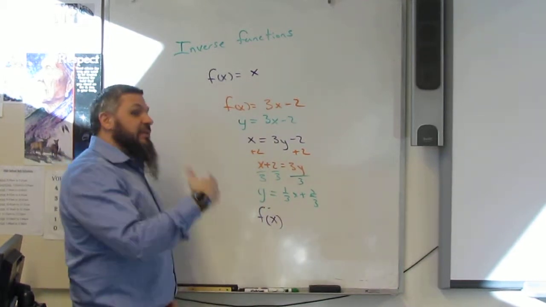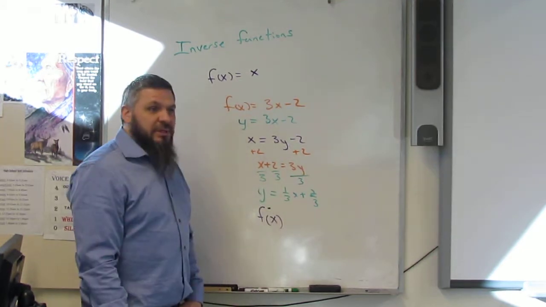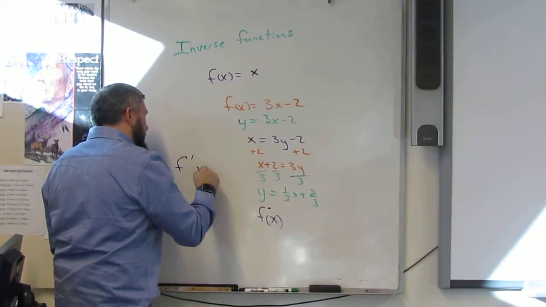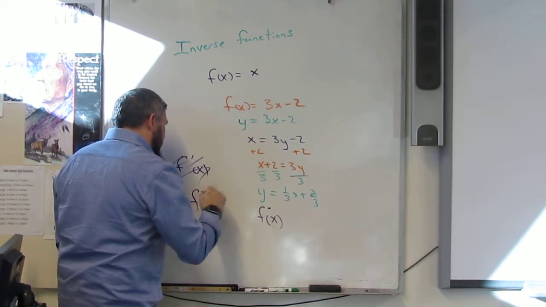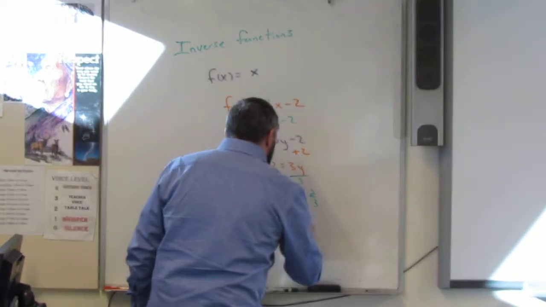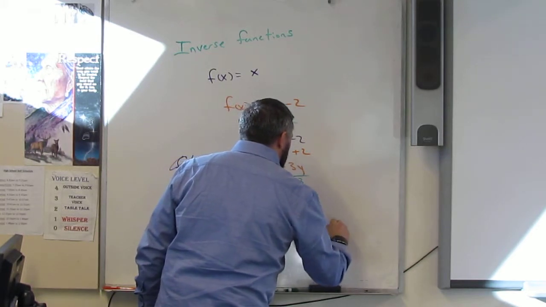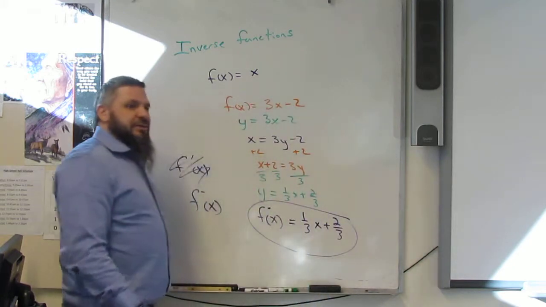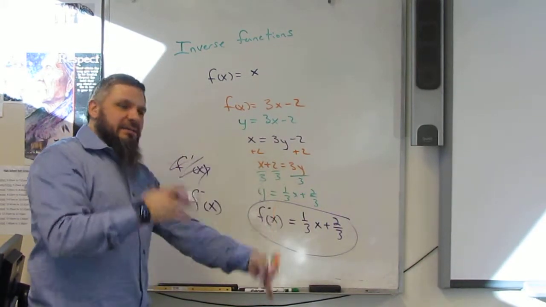Now this is different than f prime x. This is a negative symbol, okay? Not a dash. This is f prime x. Remember? What we're doing is f to the negative x, okay? And that's equal to 1/3 x plus 2/3. That's your inverse. Your x becomes your y, and your y becomes your x.